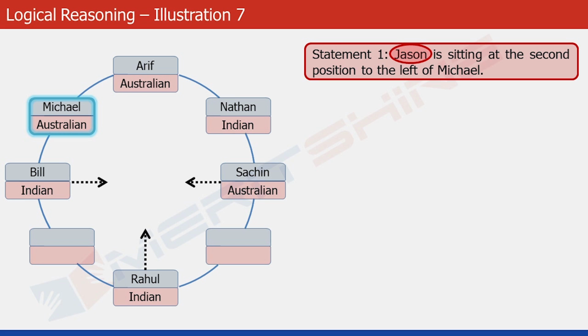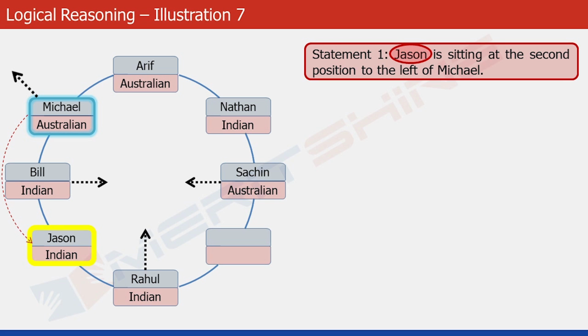So let's for a moment assume that Michael is facing the center of the table. So in that case, second position to the left would be this cell, highlighted in yellow. But you can see that it's already occupied by Nathan. It means that our assumption that Michael is facing the center of the table was incorrect. So Michael should be facing away from the table. And the second position to the left of Michael would be this cell, highlighted in yellow now, in which we can write Jason's name safely.